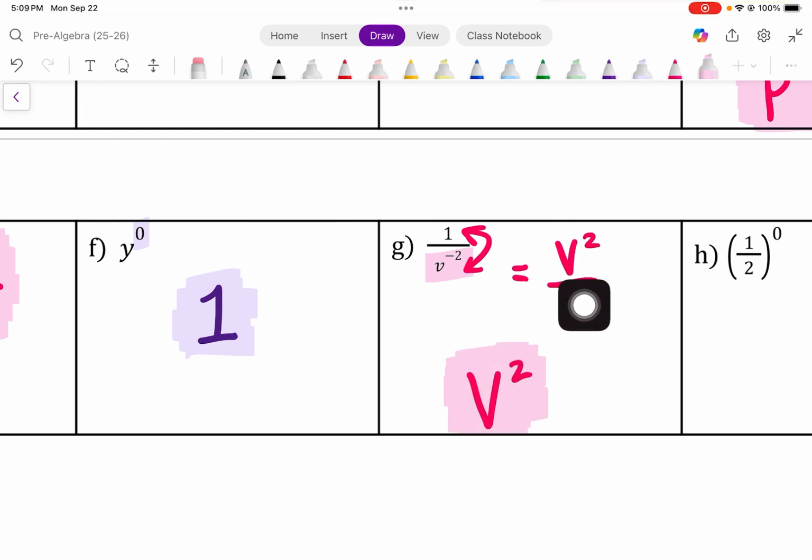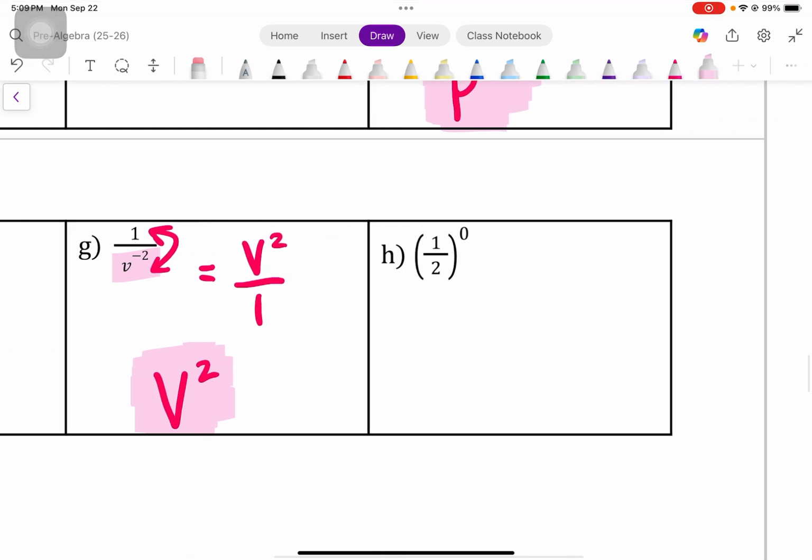This is not fully simplified, so fully simplify your answers all the way, just like your derivative wouldn't have accepted that as a final answer. And then last but not least, again, another exponent of 0, but all of this 1/2 is being taken to the power of 0, and anything to the power of 0 is 1. So don't overthink that. Don't be scared by that fraction.